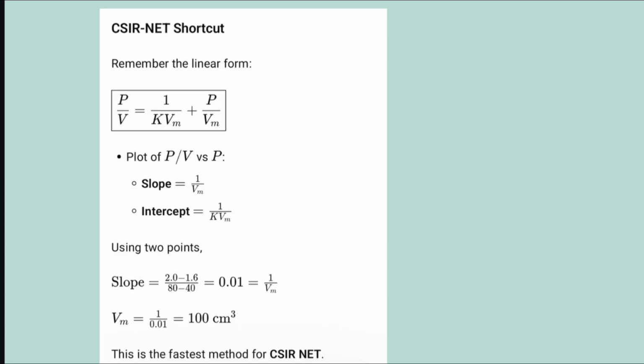Now remember this CSIR NET shortcut. Remember the linear form: P divided by V is equal to 1 divided by K into Vm plus P divided by Vm. Plot of P by V versus P. Slope is equal to 1 by Vm and intercept is equal to 1 divided by K into Vm. Using 2 points, slope is equal to (2 minus 1.6) divided by (80 minus 40), that is equal to 0.01, which is equal to 1 divided by Vm. So Vm is equal to 1 divided by 0.01, which is equal to 100 cm cube. Actually this is the fastest method for CSIR NET exam.